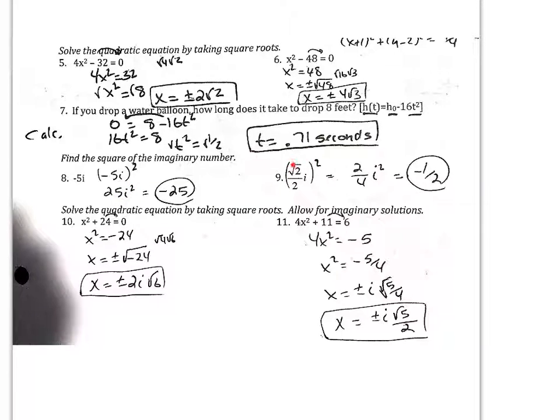Same thing on 9. Square everything. Square the square root goes away. If you square root 2, you get 4. If you square i, you get i squared. 2/4 is really 1/2. i squared is -1, so it'll be -1/2 right there.